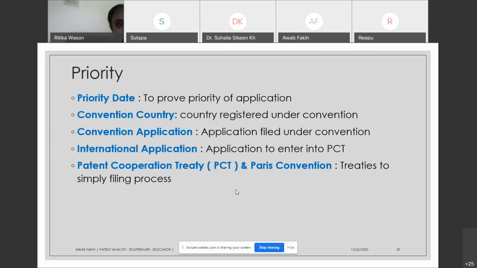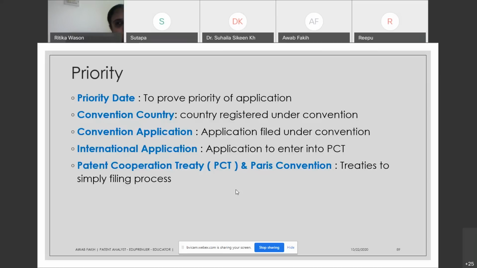How to get a priority date? For example, if I apply in 10 different countries, ultimately someone else will start making a product and he'll apply for it. He'll get a priority date in the next 11th country. Is it not possible? So I will say, yeah, okay, there is a solution to it. There is a convention group of countries known as the PCT application. That is the Patent Cooperation Treaty.